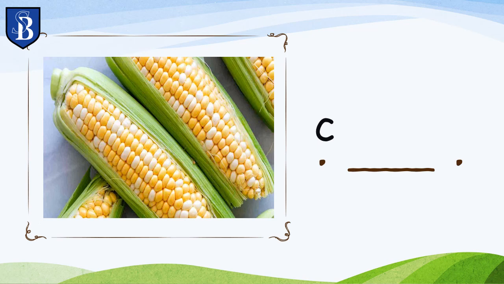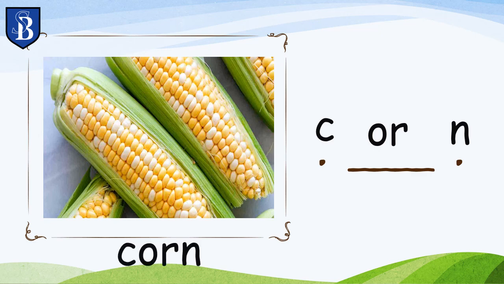C. The K sound at the start of the word corn is recorded using a C. O-R. The OR digraph is recorded using the letters O and R. N. The N at the end of the word corn is written using the letter N. Corn. C-O-R-N.